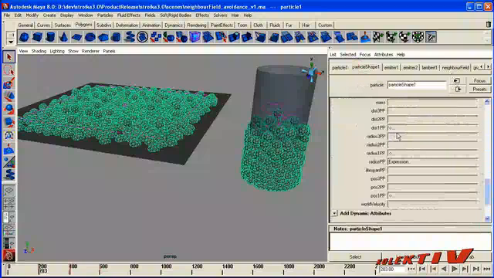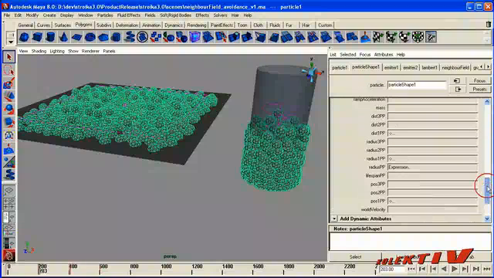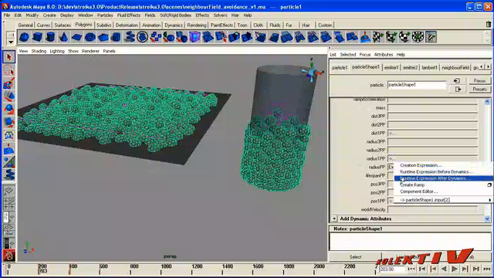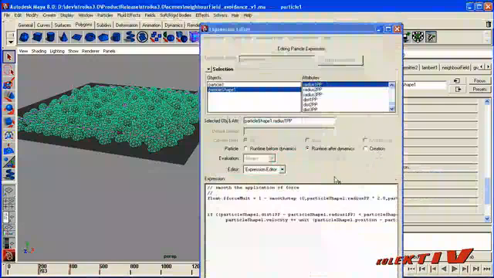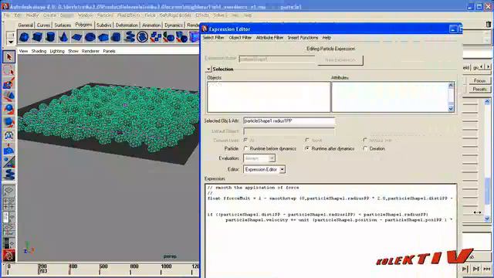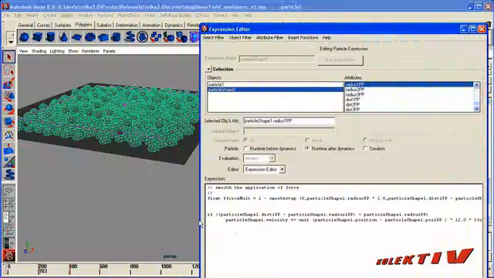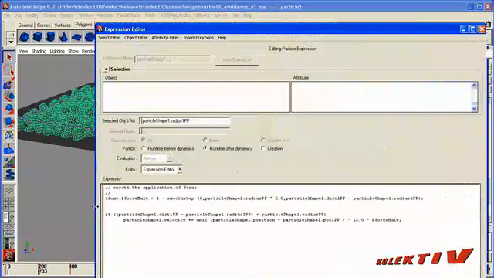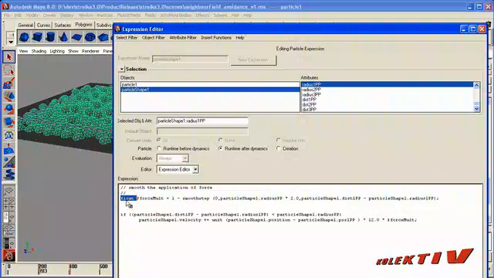Now if I go into the particle shape itself, you can see that I've got those attributes, dist1, radius1, and so on. And if I go into the expression for them, it's a fairly simple expression. Basically what I'm getting is the amount of force that I want to apply to push these particles away from each other, and the amount of force is based on how close those particles are to where this current particle is, based on the radius.